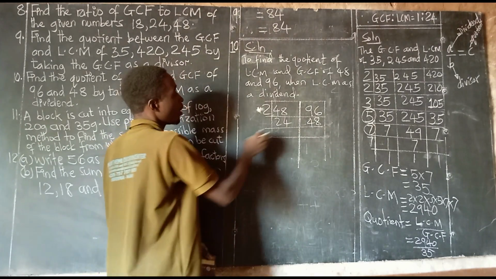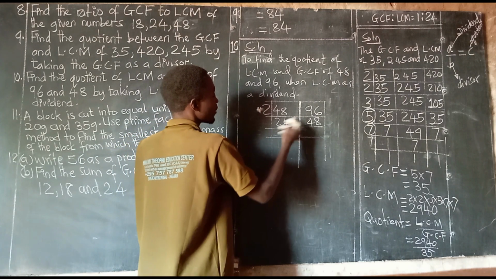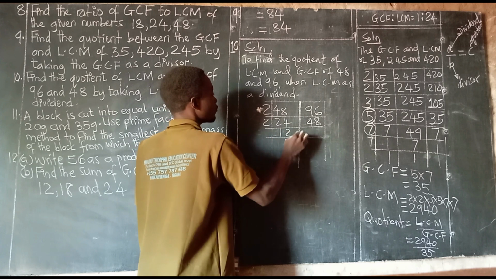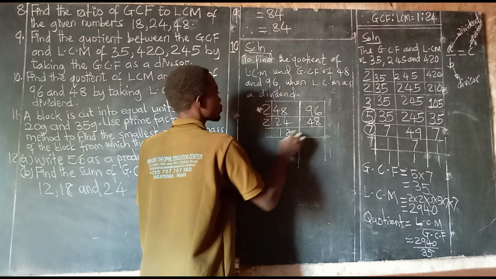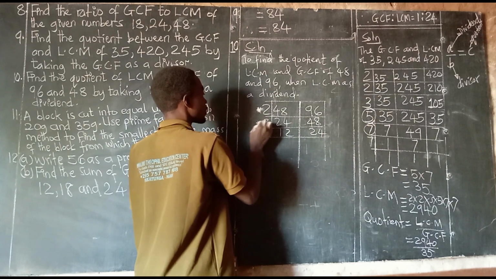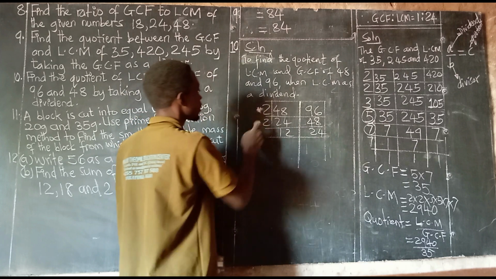Now, let us again look across the two numbers. Is there any which is still divisible by 2? The answer is yes, both of them. 48 over 2 is 24, 24 over 2 is 12. There also, let me put a star for this 2 because it has managed to divide both numbers, so it will be included in solving the GCF.